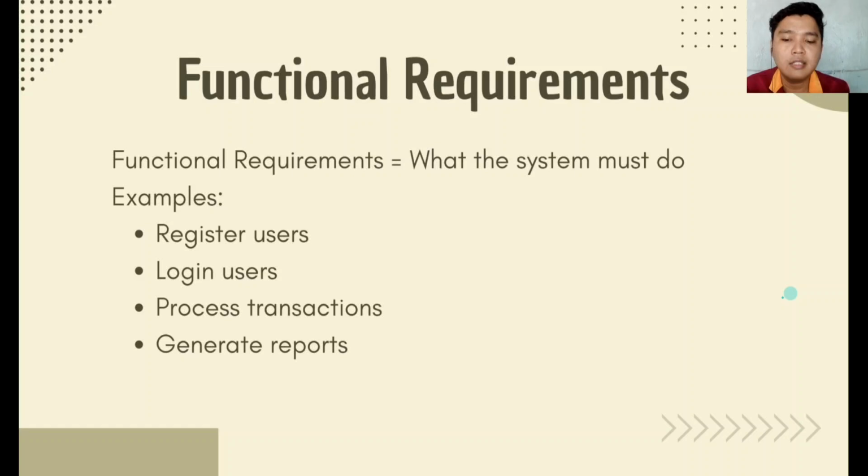Now, let's discuss the functional requirements. Functional requirements describe what the system must do. In other words, they define the specific features and functions that users expect from the system. For example, a system may need to allow users to register an account, log in, process transactions, or generate a report. These functions represent the core services provided by the system. A simple way to remember this is that functional requirements answer the question, what can the system do?